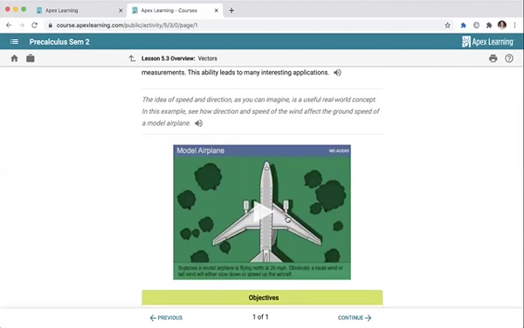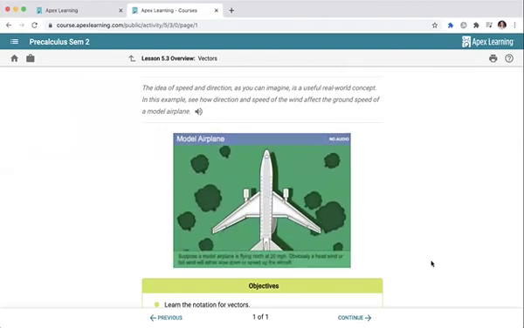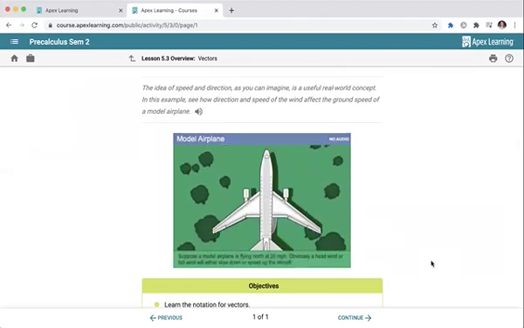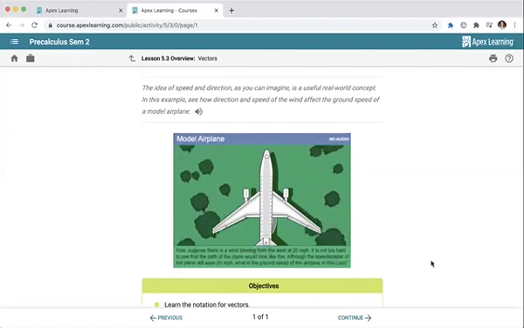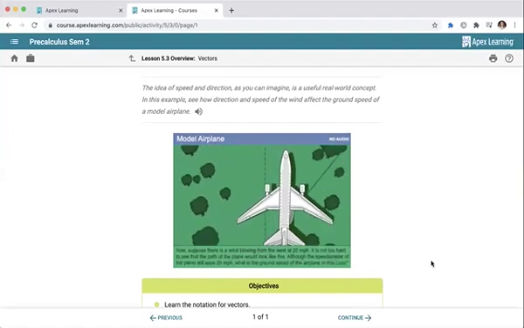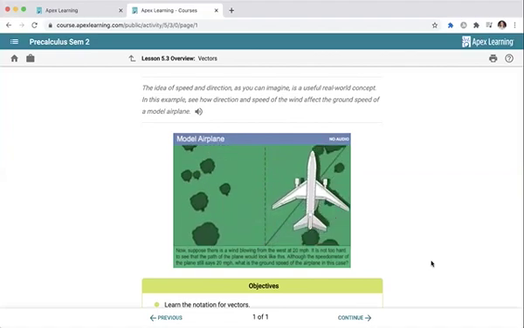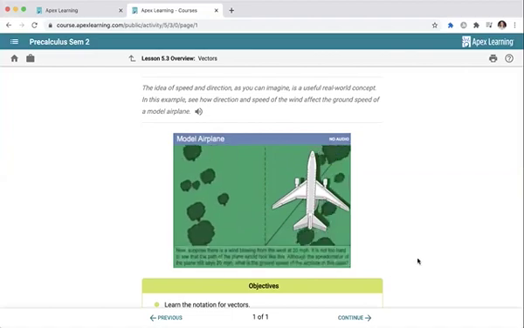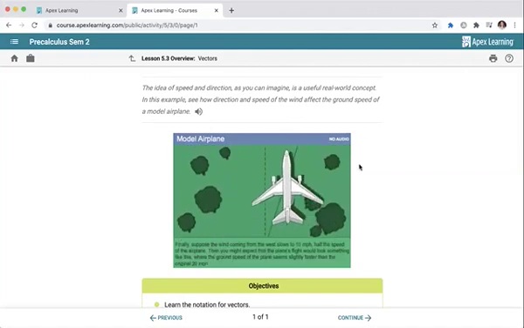All right, so looking at the introductory video here, they want to talk about a model airplane. A model airplane is flying north at 20 miles per hour. Obviously, there's a headwind and a tailwind that will either slow it down or speed it up. Now, suppose that there's a wind blowing from the west at 20 miles per hour. It's not too hard to see that the path of the plane would look like this, although the speedometer is saying the plane is going 20 miles per hour. Then it's asking you, what's the actual ground speed?